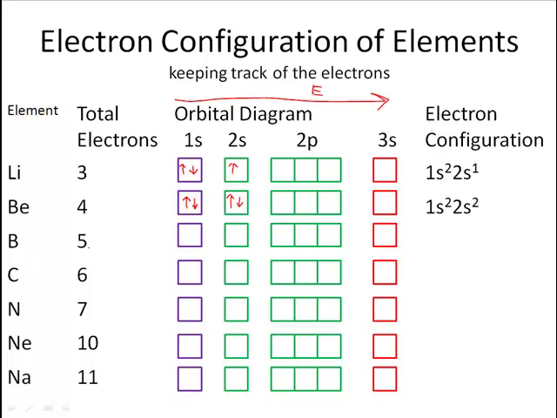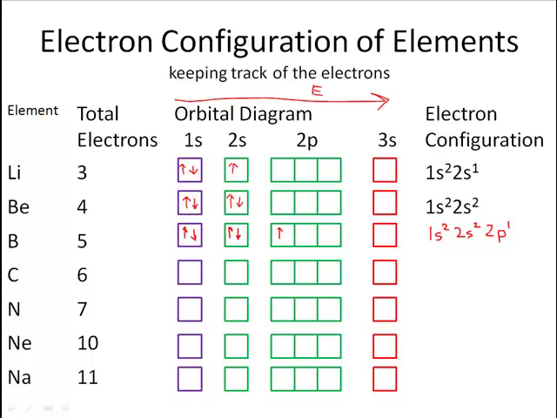Boron, it's got 5 total electrons. So the 1s is the lowest orbital of energy. One goes up, and the other goes down. Then it goes to the 2s. You've placed 2 out of the 5 electrons, so I got 3 left. One goes up, one goes down. I got 1 more electron left. I place it up in the 2p. For the electron configuration, I've got 1s is filled with 2 electrons, 2s is filled with 2 electrons, and 2p has 1 electron.